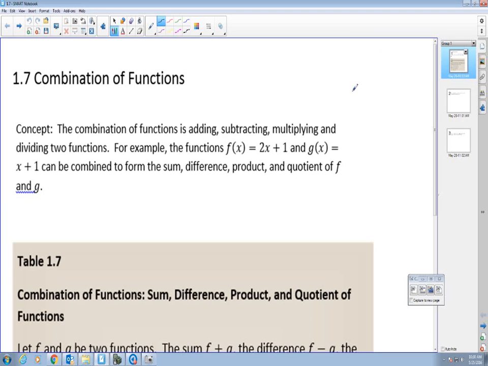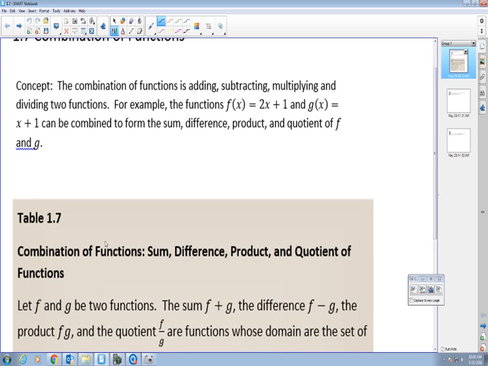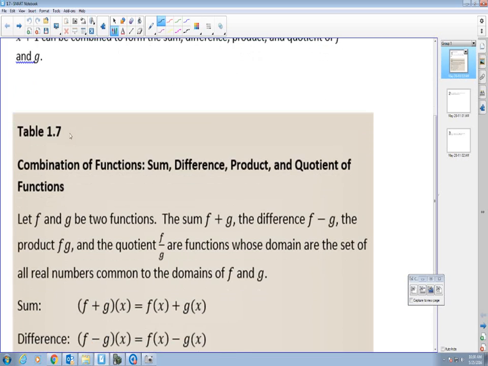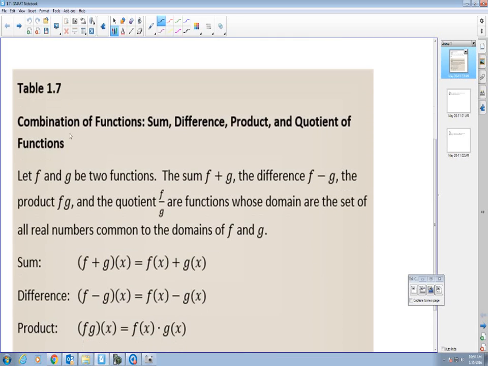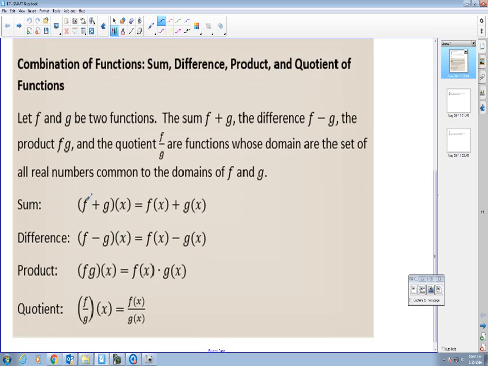Today we're going to review what we call the combination of functions. If I have two functions, I can combine them by adding, subtracting, multiplying, and dividing them. Excuse me, they call it combination of functions, not composition. So if I've got two functions, I can always add, subtract, multiply, and divide them.